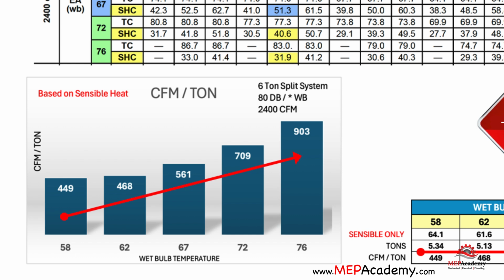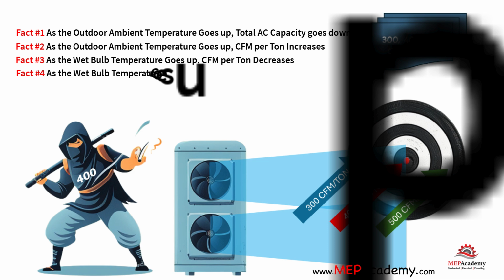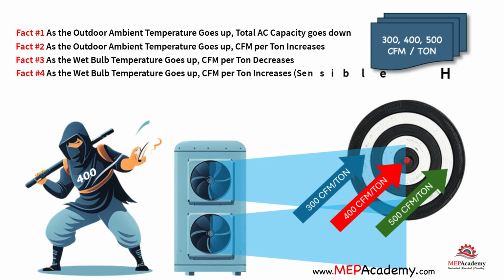This is why it's important to understand the latent heat load generated within a room or brought in for ventilation air or by infiltration. Fact number 4. As the wet bulb temperature goes up, the CFM per ton increases based on sensible heat only.